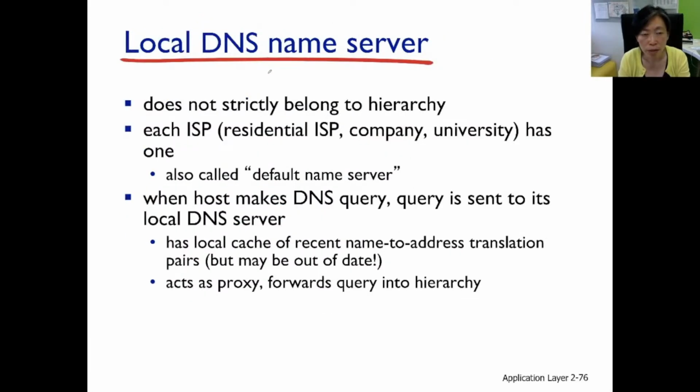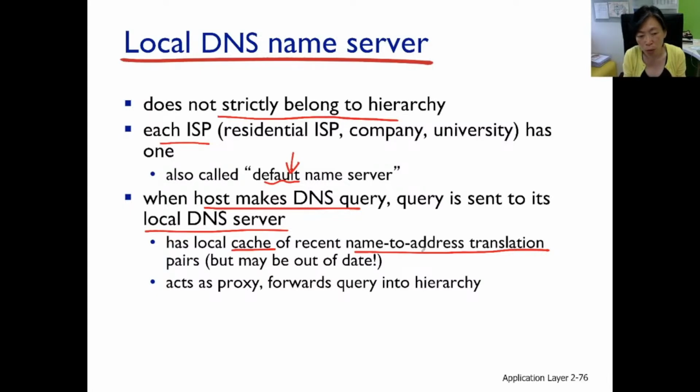The local DNS server, which I tried to introduce earlier, does not belong to the three-level hierarchy. It's very special. Each ISP or institutional network will set up one, and all the clients in the institution or ISP will configure themselves to send all queries to this local DNS server, which is also called the default name server. So when a host makes a DNS query, the query is always sent to the local DNS server. Now, these DNS servers often carry caches of recent translations. So whenever the local DNS server gets a host-to-IP address mapping, of course, it forwards the answer back to the client.